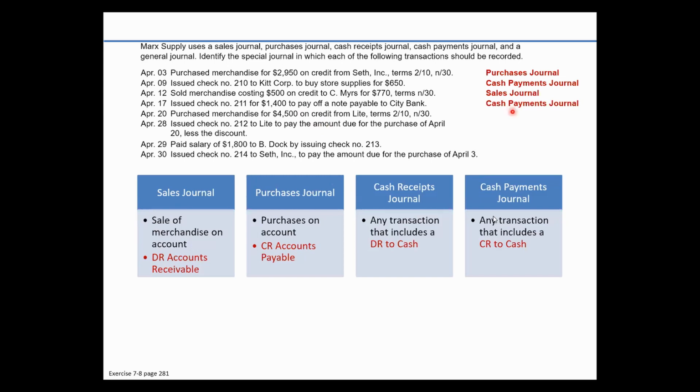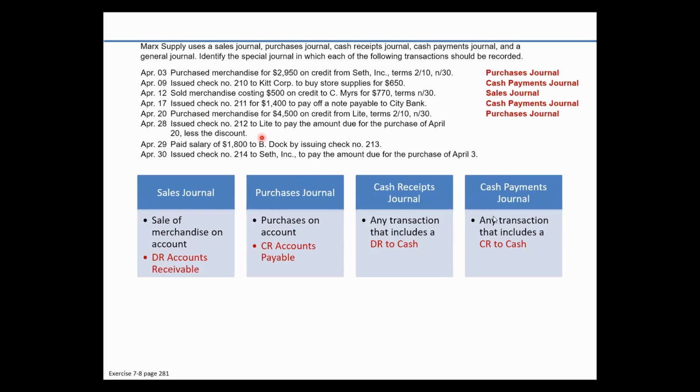Okay. And on April the 30th, we purchased merchandise for $4,500 on credit from Light, terms of 2/10 net 30. So again, that would be the purchases journal. We purchased merchandise. So again, debit merchandise, credit accounts payable, Light.